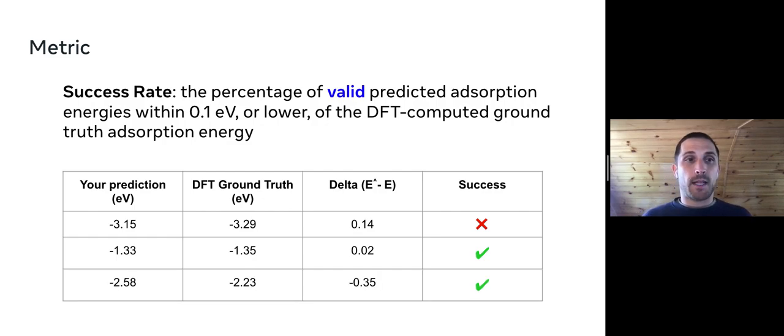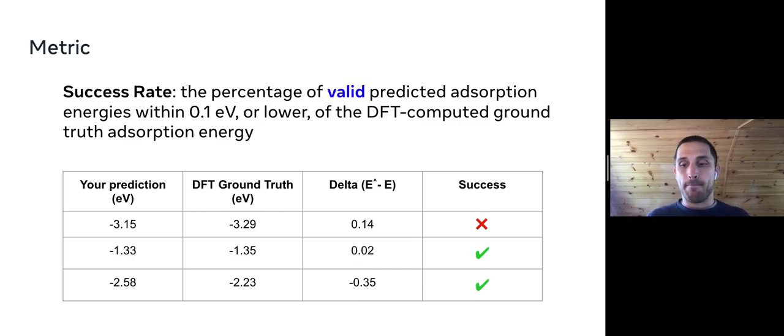And the last example is if your prediction is actually below the DFT ground truth. And this is possible because we didn't explore everything with DFT, so it's possible that your model finds a better local minimum. And in this case, the delta is greater than the threshold, but it's lower than the DFT ground truth. So this is considered a success. This might leave you wondering, though, could your model just arbitrarily predict low energies? Then everything would be considered a success.